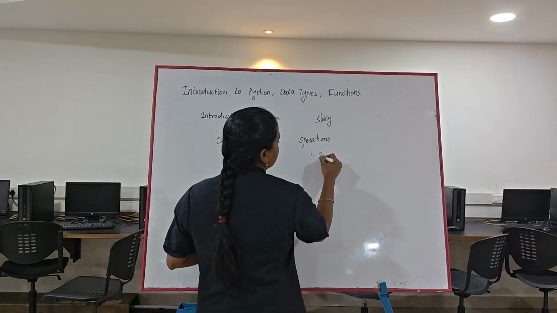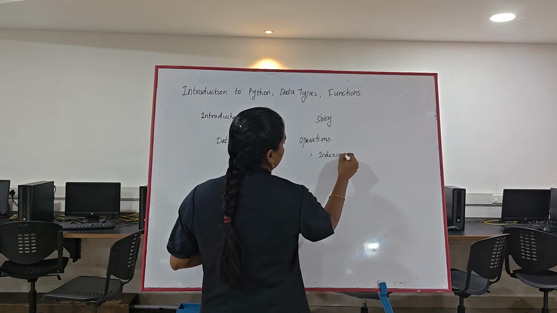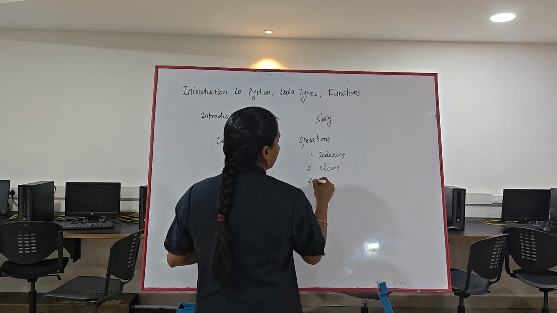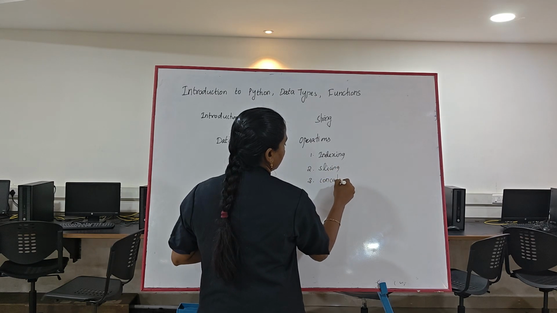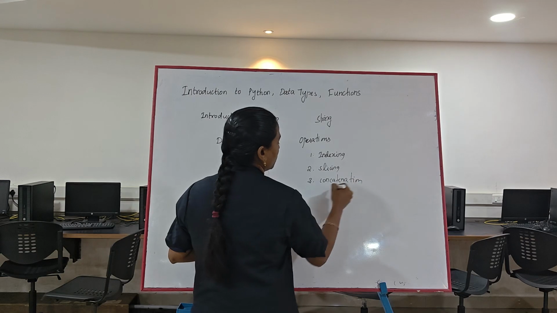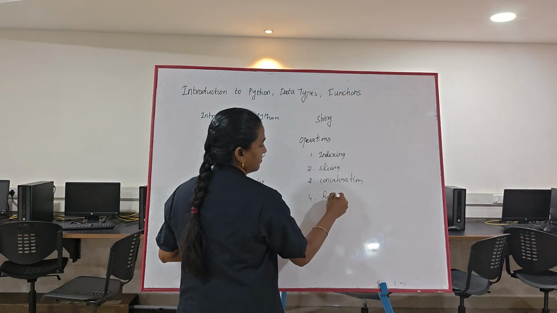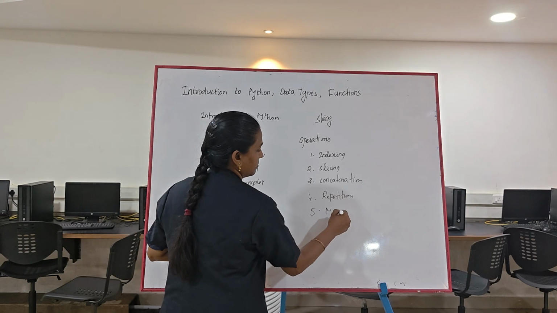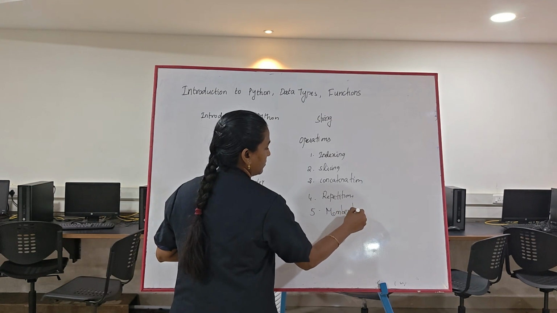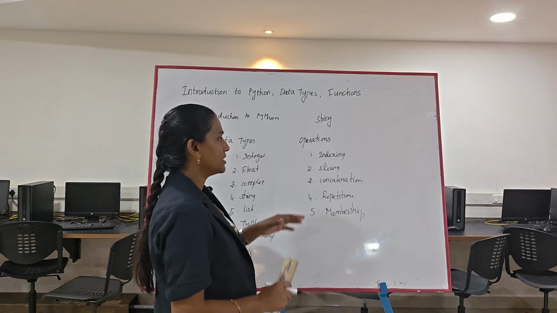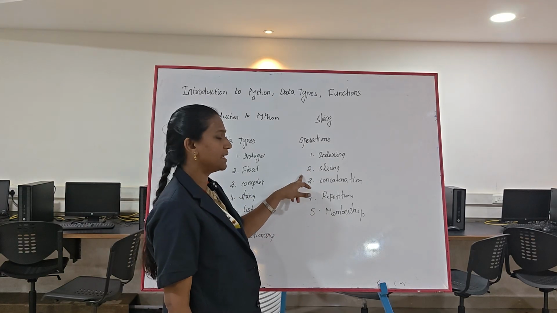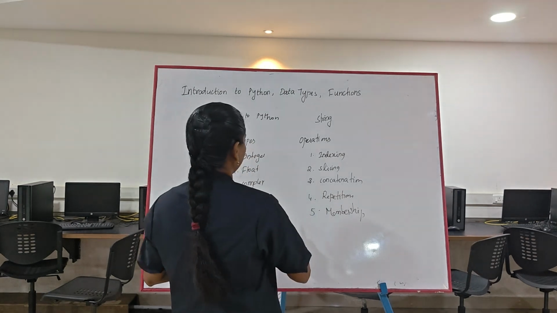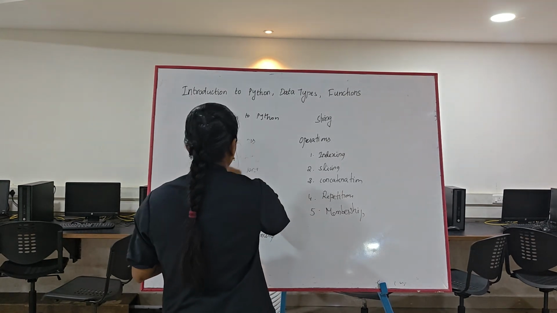First one, indexing. Second, slicing. Third one, concatenation. Fourth one, repetition. Fifth one, membership. So these are the operations of string. First one we will see is indexing. For indexing we will see an example.